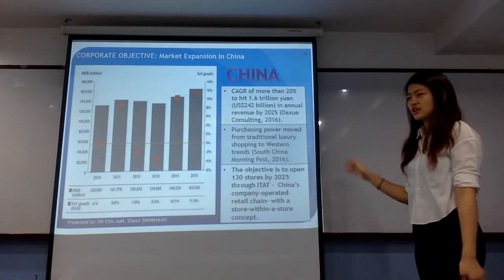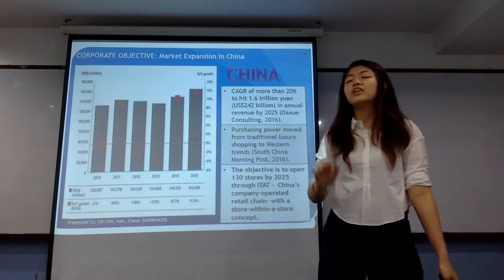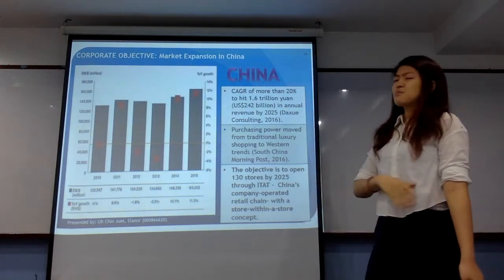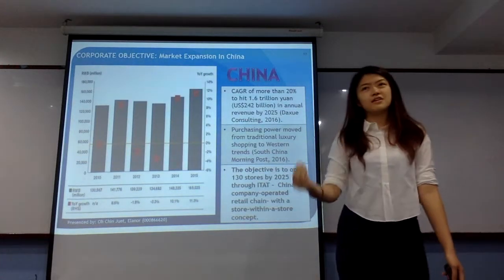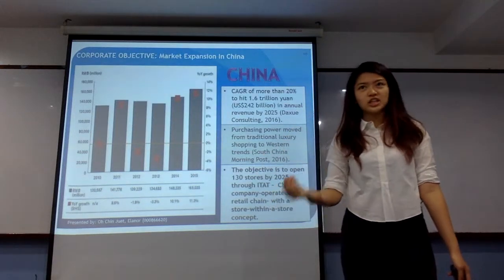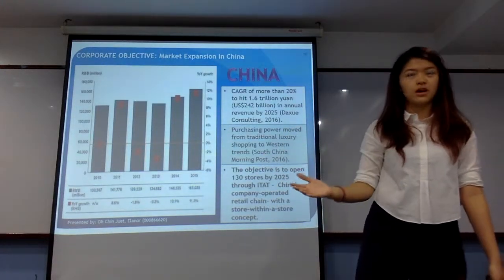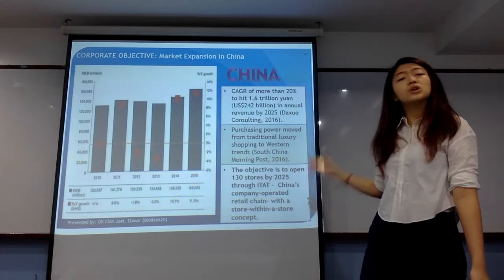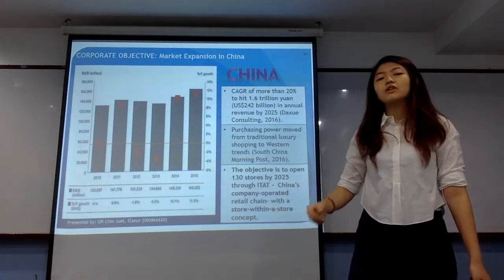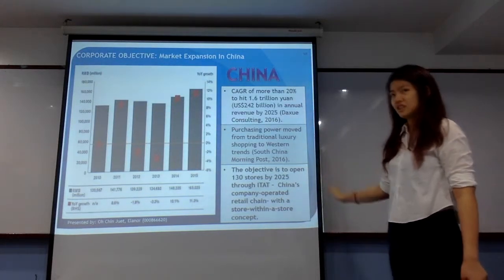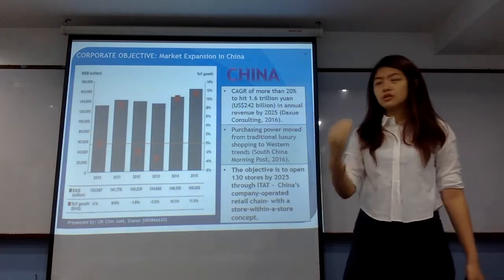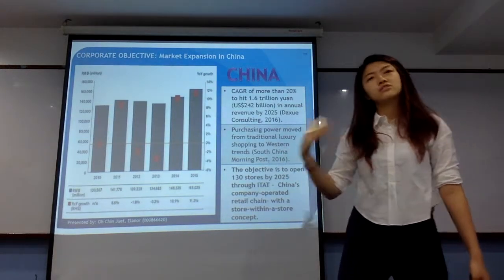Our objective in China is to open up 130 stores. But because Sports Direct has a very minimal reputation in China and not many have heard of it, we would like to collaborate with IT80, one of China's biggest retail chain stores, and operate a store-within-a-store concept.